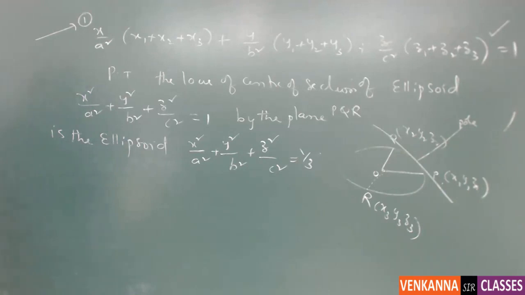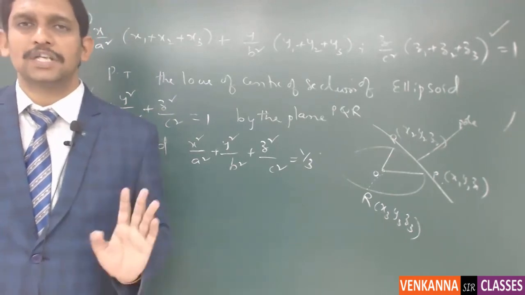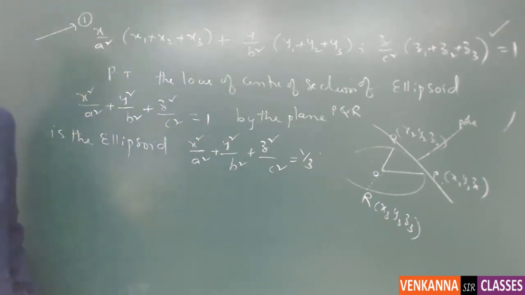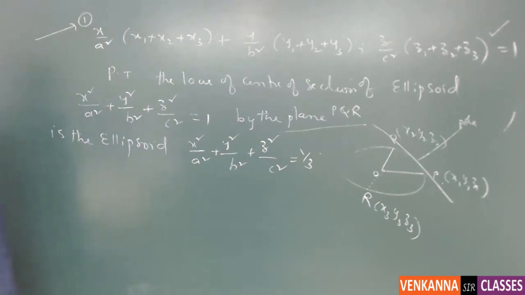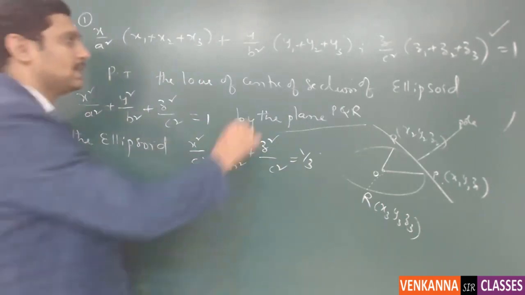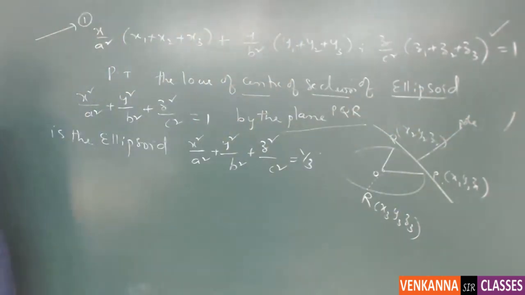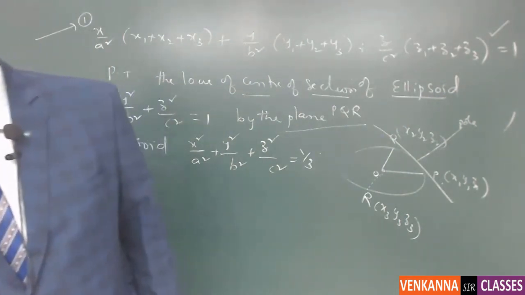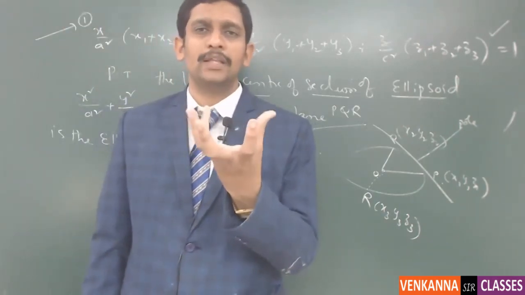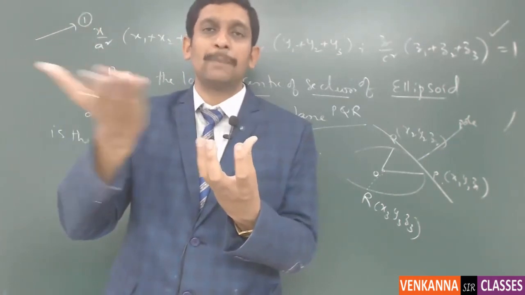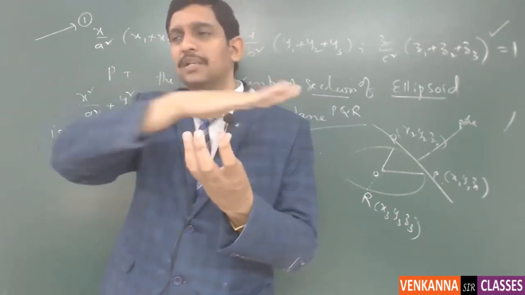Right. The approach for this problem is very similar to the previous problem, what we did just now. So here, I got a plane equation PQR, and it is mentioned the center of the section of the ellipsoid by the plane. You just imagine that suppose you have taken a ball. Say this is an ellipsoid, the ball. You take a knife, the plane PQR, you chop it. Then what happens? You will get a section, isn't it?